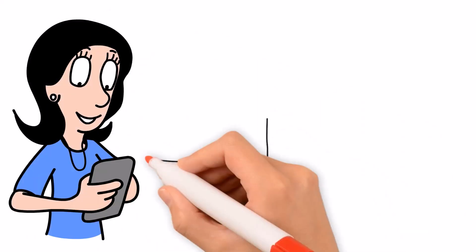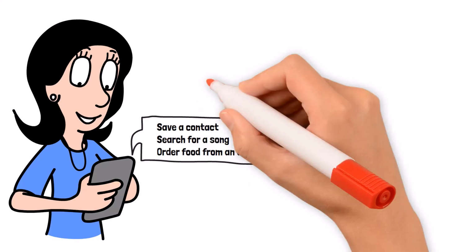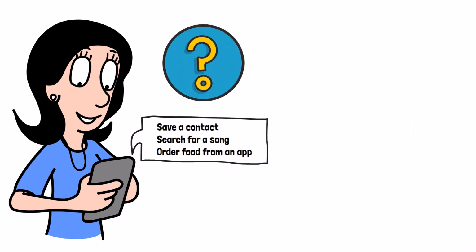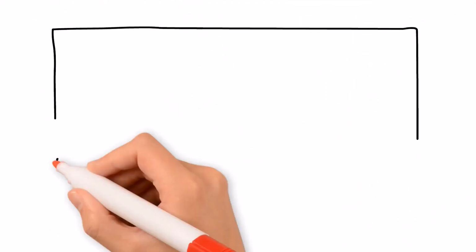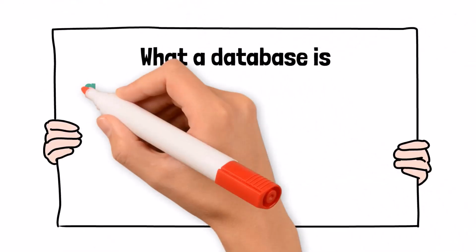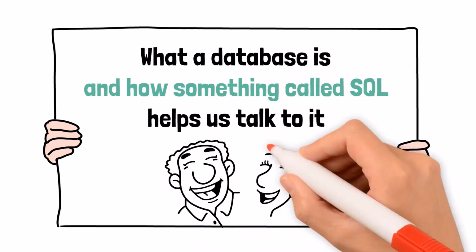Have you ever used a phone to save a contact, search for a song, or order food from an app? If yes, then guess what? You've already used a database, even if you didn't know it. Today, we're going to explore what a database is and how something called SQL helps us talk to it. Don't worry, we'll keep it super simple and fun.